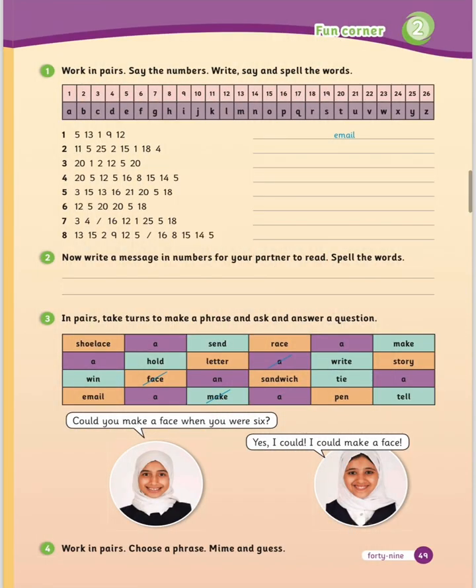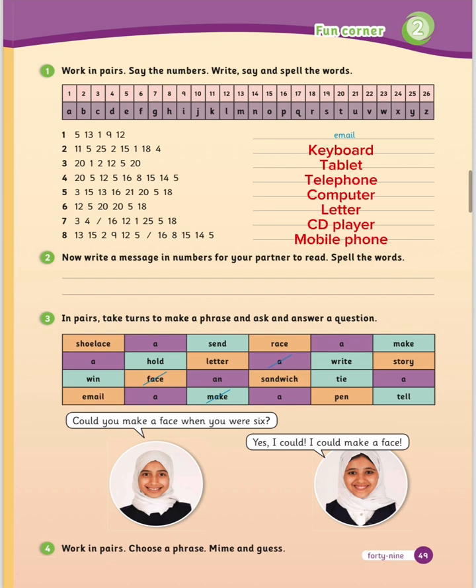Exercise number 1. Work in pairs, say the numbers, write, say and spell the words. In the books we have numbers and letters. Each number has a corresponding letter. For example, number 1 means letter A. Number 2 means letter B. And like this. Now look at the questions here and try to order them to make a correct word. Let's see the answers.